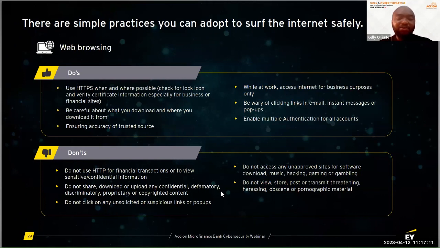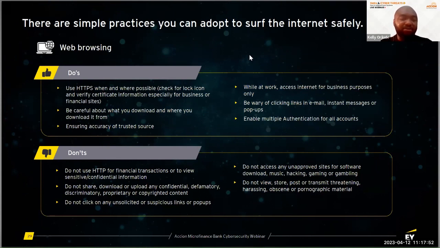While at work, access the internet for business purposes. Please use the internet that your company has given you for business purposes. Do not use it to solve personal things. I've seen people do personal WhatsApp on their browsers, or visit shopping sites, or watch movies from the said untrusted sites while at work. You're potentially exposing the company to cyber attack. And like I've mentioned before, be wary of clicking links in emails, instant messages, and pop-ups. And finally, on the do's, enable multi-factor authentication.